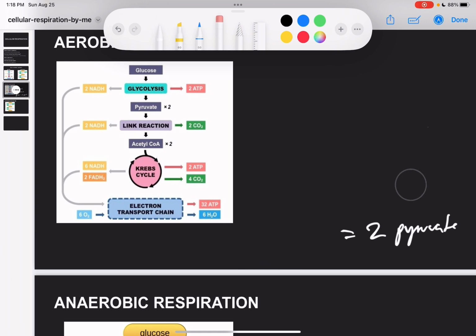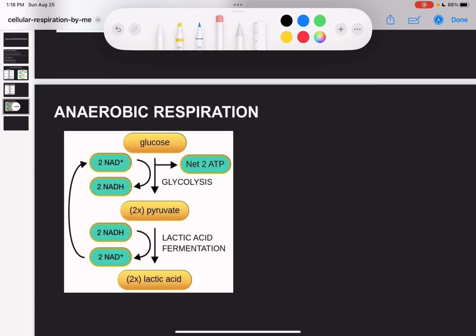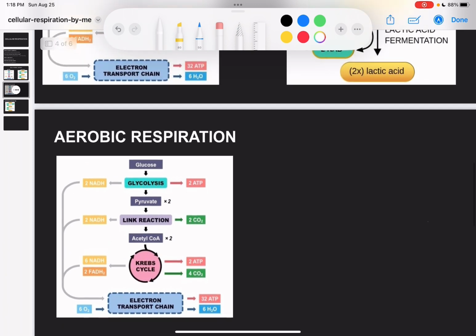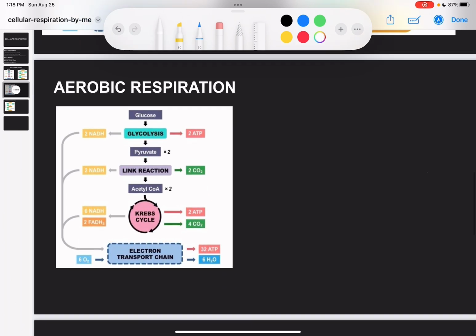Now you're going to ask, why is anaerobic respiration even a thing? Well, that is because it occurs in conditions where oxygen is low, or in cells that do not have a mitochondria. Because again, I mentioned earlier that pyruvate is turned into acetyl-CoA upon entry into the mitochondrial complex.